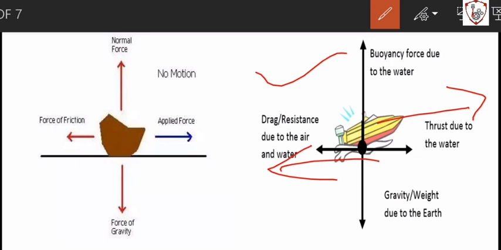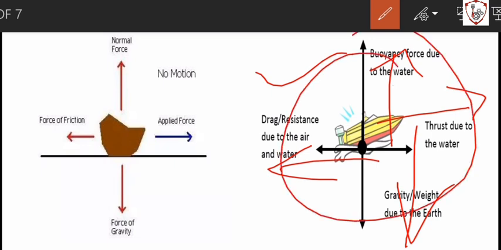Now we know the Archimedes principle. There is a buoyancy force instead of contact or normal force. There would be a buoyancy force acting in the upward direction, opposite to its own weight, that is working in the downward direction. Okay, so all these forces would be acting on the boat. So we understood how to break down and understand the total forces acting on a body.